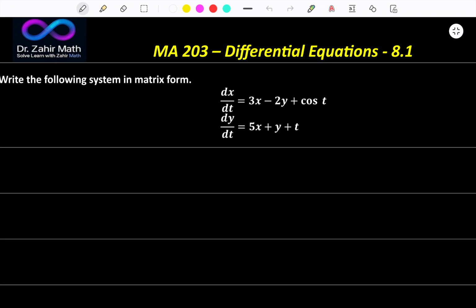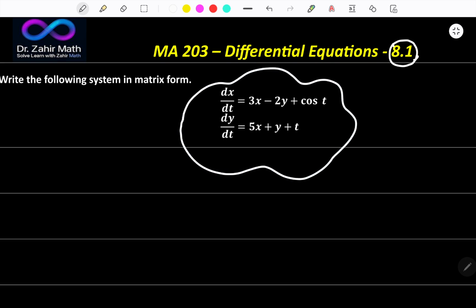Over the past few weeks, from week 15 onwards, I received several comments and requests from the students asking for a very clear explanation of topic 8.1. What is this topic? Linear systems of differential equations. How to convert a differential equation. Look here, this is a differential equation. Why is this called a differential equation? Because you have dx by dt and dy by dt, right? How to convert this differential equation into a matrix model? And also they were asking how to convert a matrix to a differential equation.